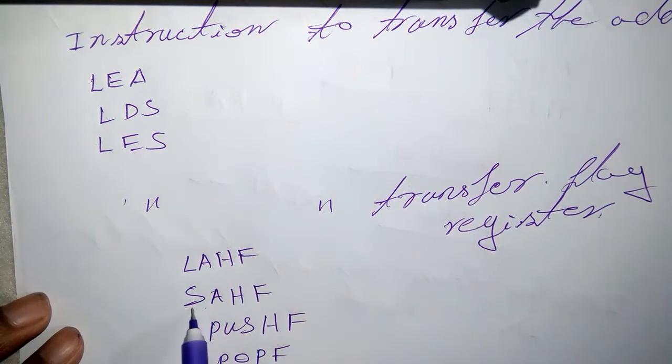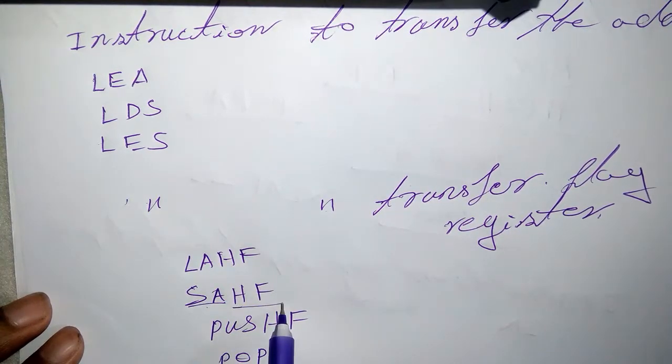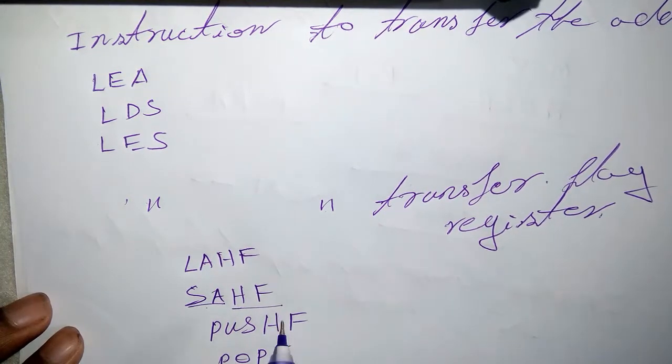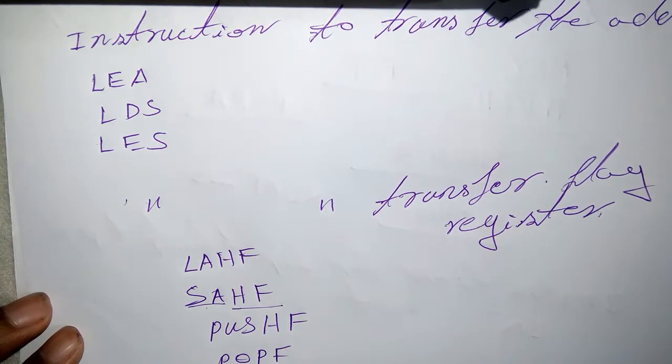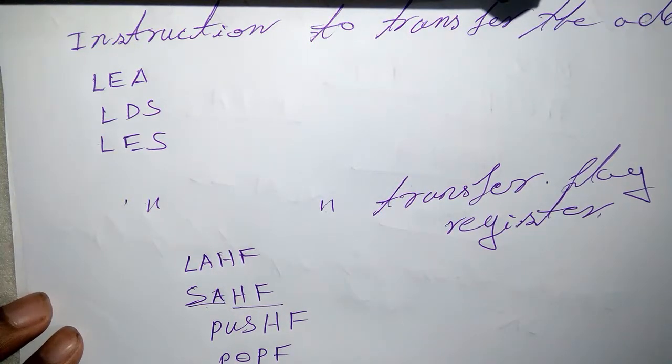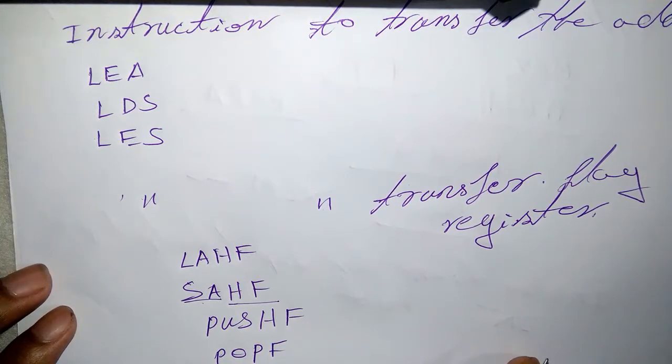And next one is SAHF, used to store the AH register to the low byte of the flag register. And PUSHF is used to copy the flag register to the top of the stack. And POPF is used to copy the word at the top of the stack to the flag register. So those are the instructions to transfer the flag register.